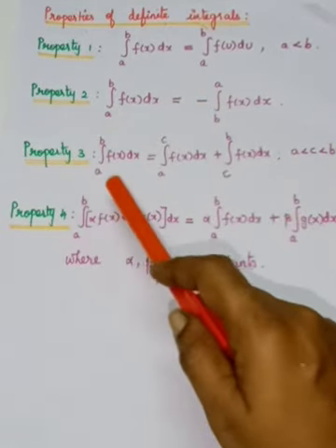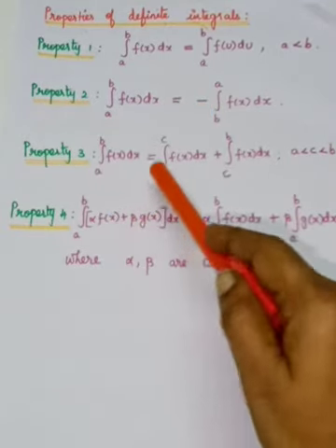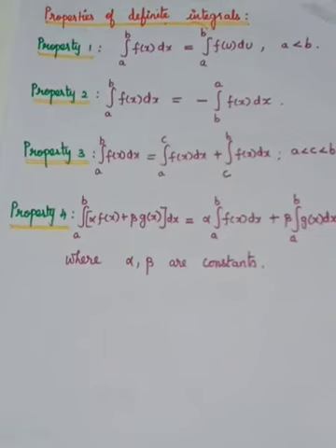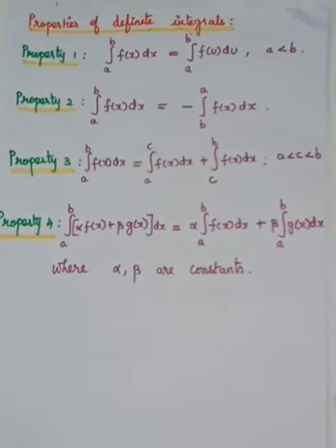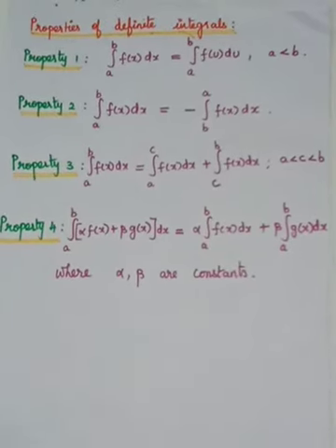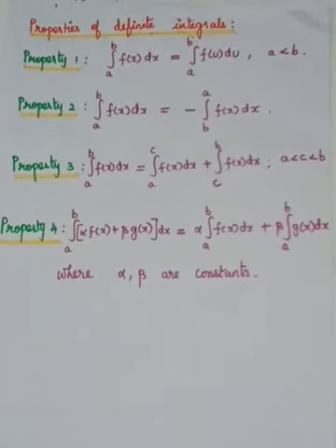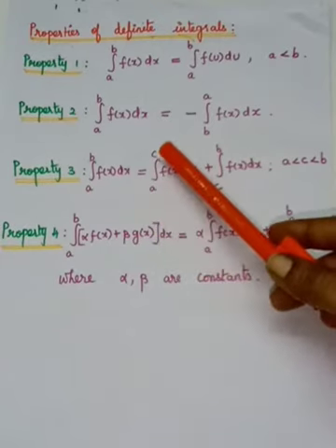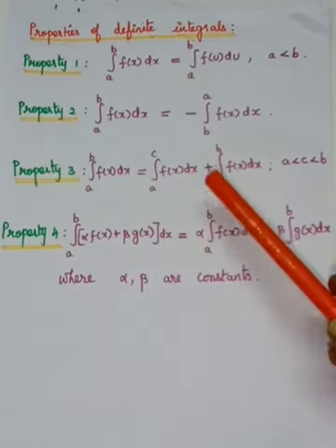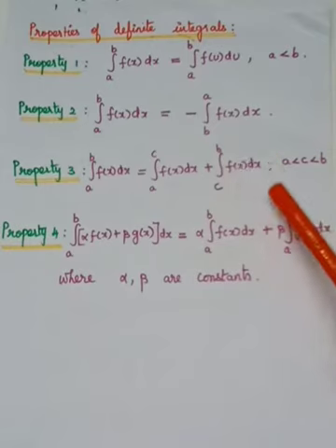And the third property: integral a to b f of x dx can be written as integral a to c f of x dx plus integral c to b f of x dx, where c lies between a and b. If the value c lies between a and b, we can split this integral as integral a to c f of x dx plus integral c to b f of x dx.